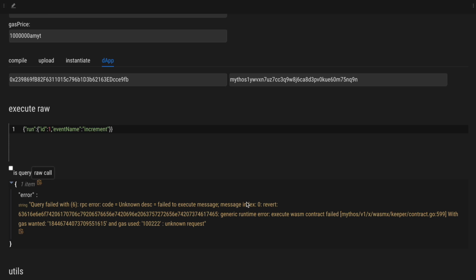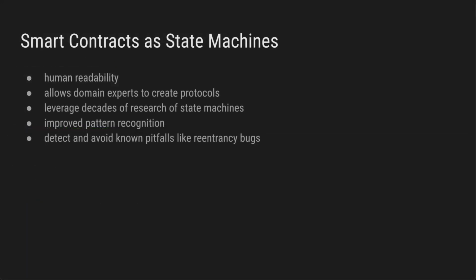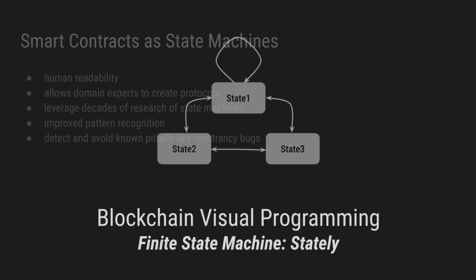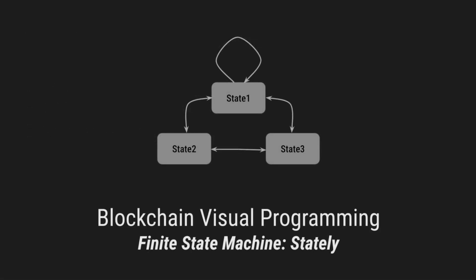And we see that our contract reverted. So you can create smart contracts visually and leverage state machines to increase both human readability and pattern recognition in smart contracts. State machines make it easier to avoid entire classes of issues like reentrancy attacks. And in future demos, we will introduce more features like guards and show you more complex examples.